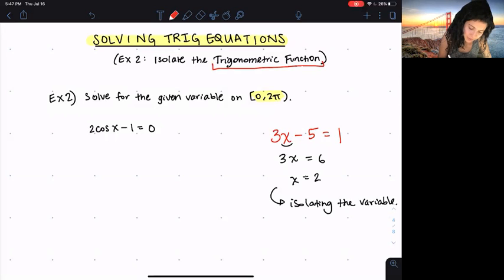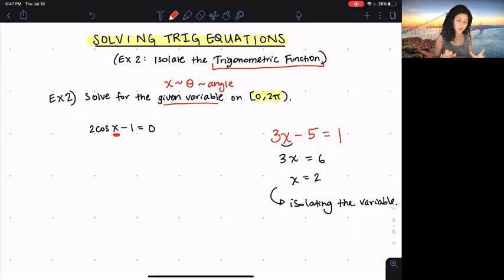Now when it says the given variable, the variable we're solving for here is x. In other cases, you might see it written as theta. They both mean the same thing. They're referring to an angle measure. All right, so we're solving for the angle or angles, and they have to be between 0 and 2 pi.